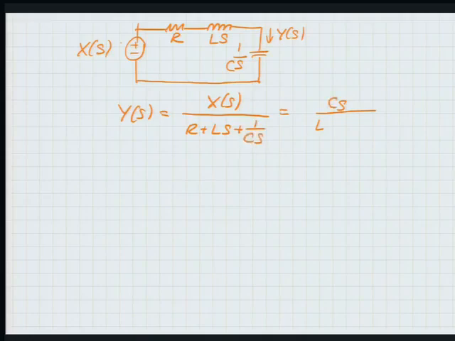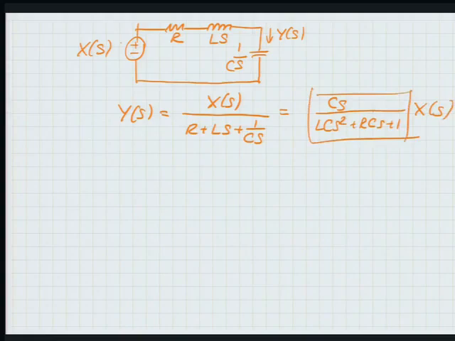Okay, then let's multiply everything by CS, okay? So we will get LCS squared plus RCS plus 1 times X of S. And here comes the same transfer function. Right? Isn't that cool? It's just using Ohm's law, pretending these are like resistances, except with that differentiation operator S treated as part of that. Okay? So that's the guy. He had lots of simplifying ideas.